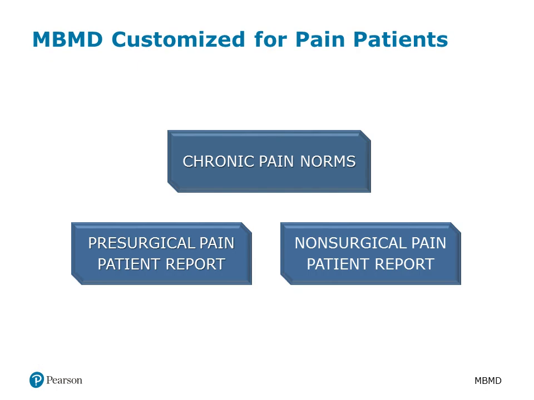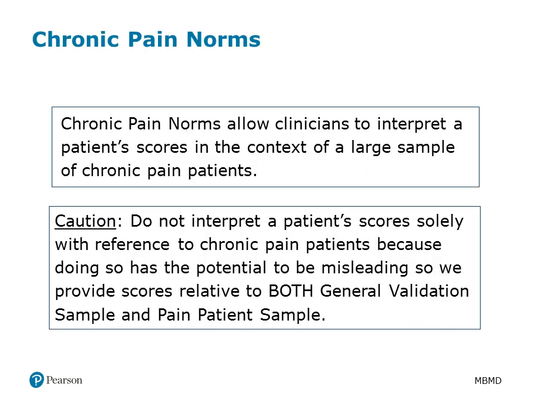The MBMD, based on the results of this research, has now been customized for pain patients and offers 3 distinct features from which users can choose: chronic pain norms, pre-surgical pain patient reports with interpretive information, and non-surgical pain patient reports with interpretive information. The narrative reports are based on a comprehensive review of the literature, input from experienced practitioners during development, and extensive reliability and validity data drawn from a national and diverse normative sample of pain patients, as I have just described. The chronic pain norms allow MBMD users to interpret a patient's scores in the context of a large sample of chronic pain patients.